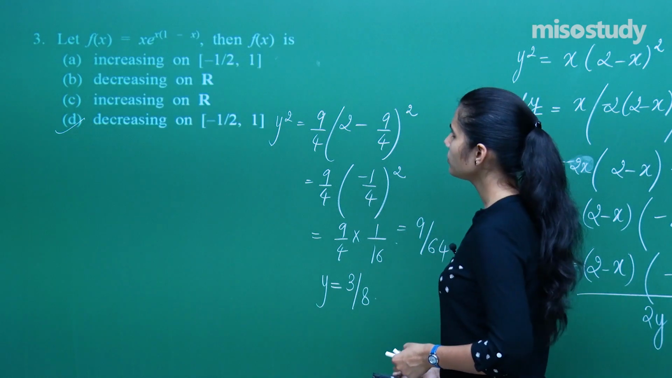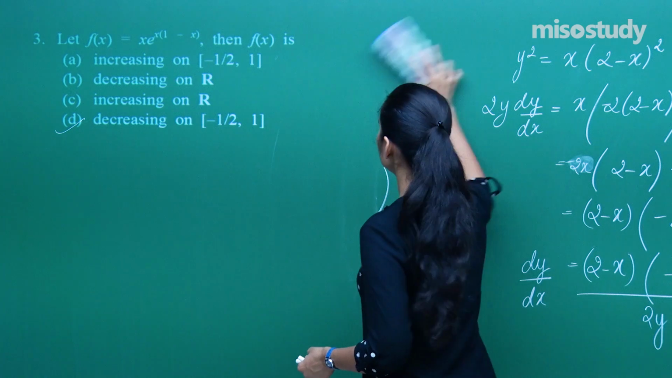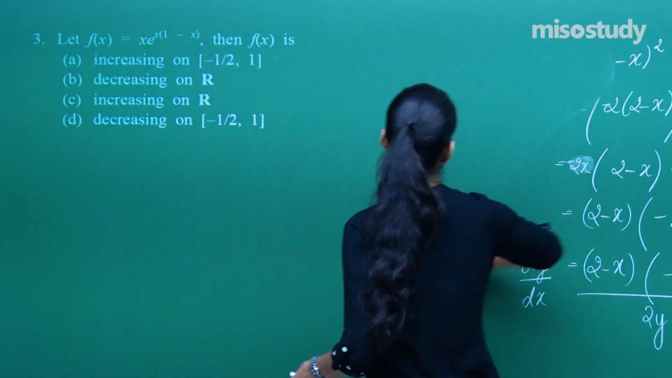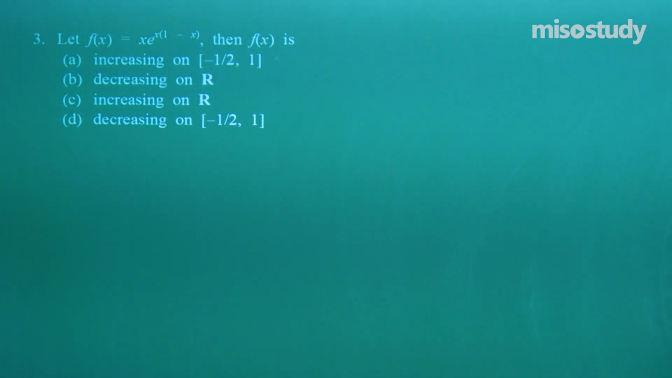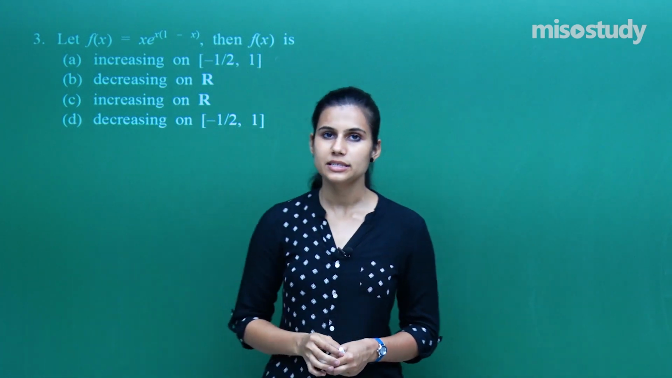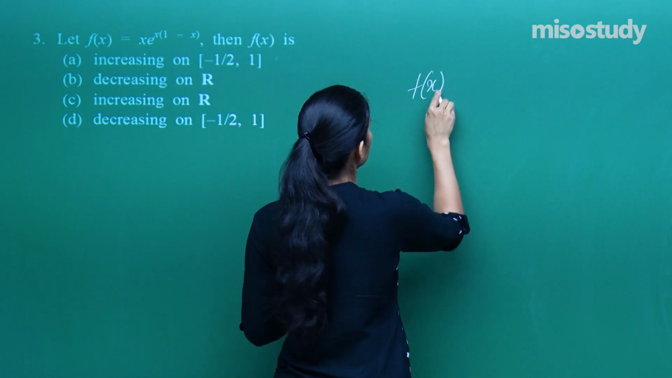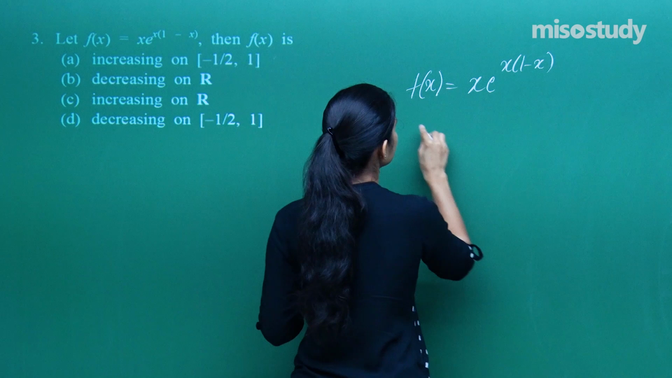Moving to the next question, we have: if f(x) is this curve, x into e to the power x into (1 minus x), then f(x) is increasing or decreasing over which interval? Let's talk about this now. Again, to talk about the increasing and decreasing behavior of a function, we need to consider its derivative, right? So, if I talk about f(x), it is x into e to the power x into (1 minus x).